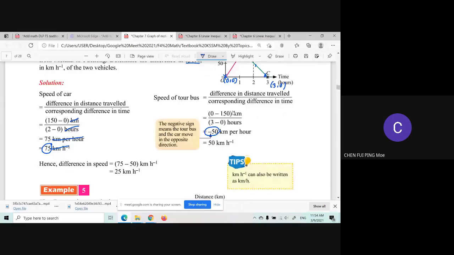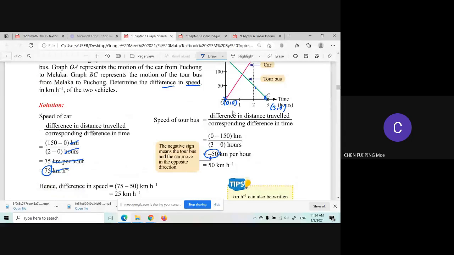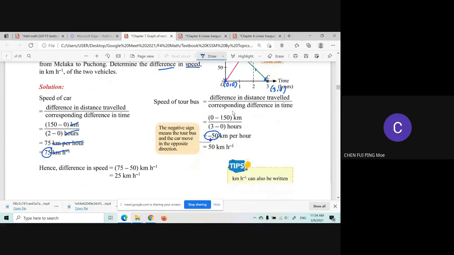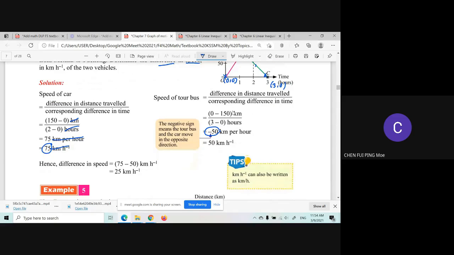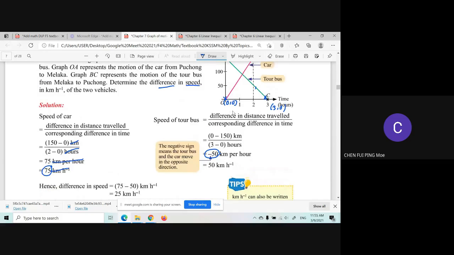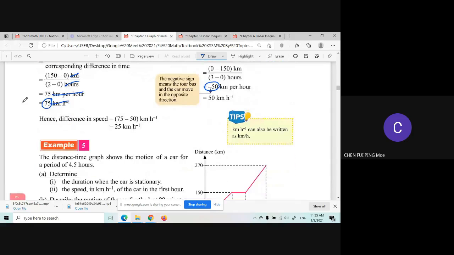So they ask you the differences of the speed. Negative only indicates different direction. They are moving in different directions, so you don't need to bother about the negative here. You just need to compare the speed, right? So the speed for the bus actually is 50 kilometer per hour. For the differences, just minus it. Big minus small. So the difference is 25 kilometer per hour.